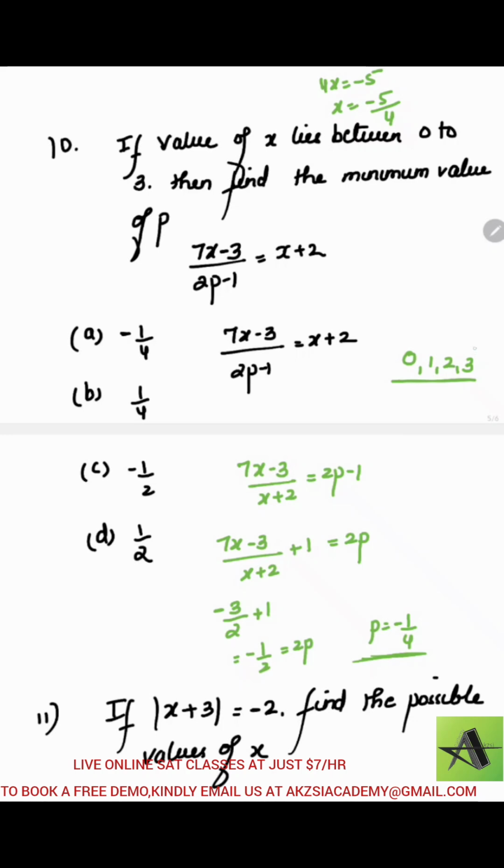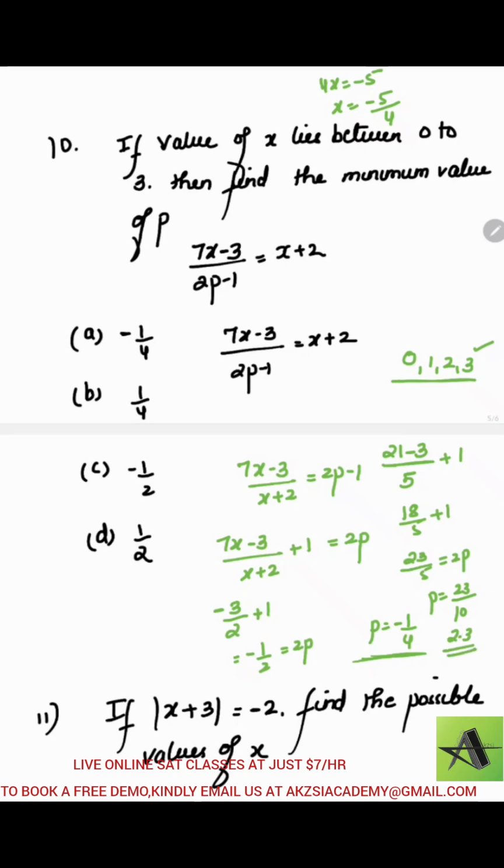When I put 3, the maximum value, this will give me 21 minus 3 over 5 plus 1. This will give you 18 over 5 plus 1, or you can say 23 over 5 is equal to 2p, or p is equal to 23 over 10, which is 2.3.